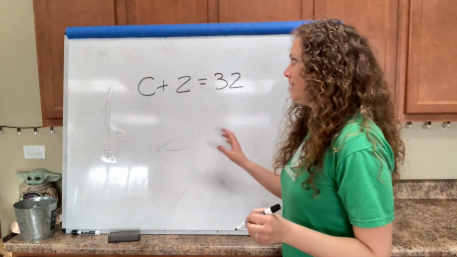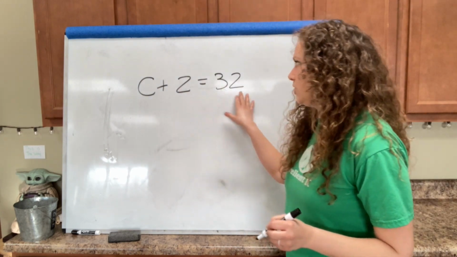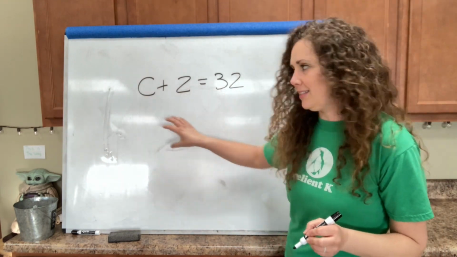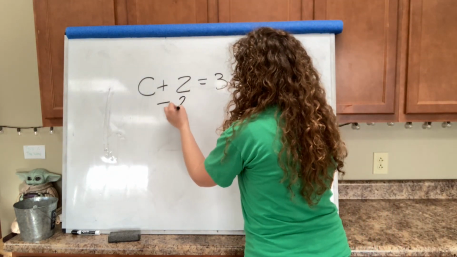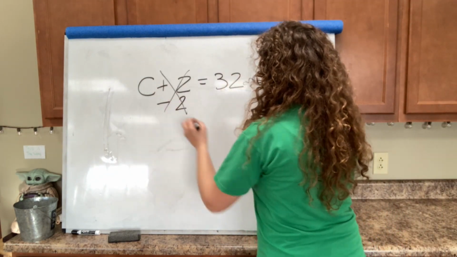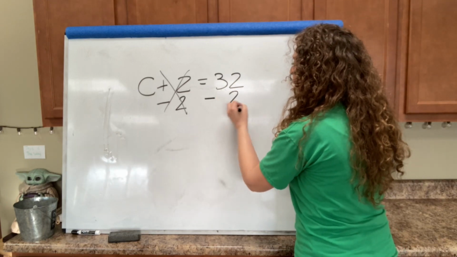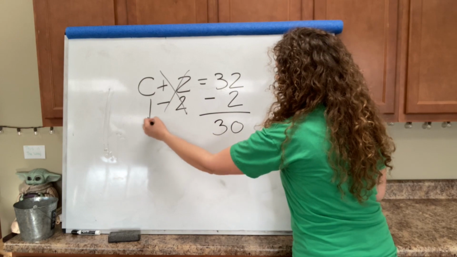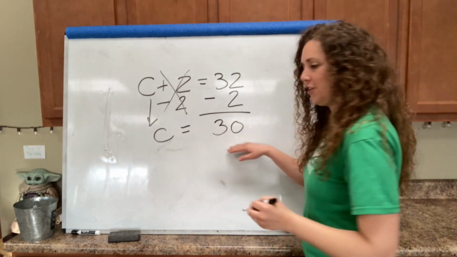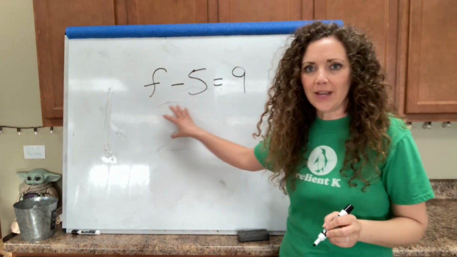Let's start with the one-step equation of c plus 2 equals 32. We want to get c by itself. We're going to use a property of equality to get this by itself. We're going to subtract 2, and that'll cancel that out. But then we also have to do that on the other side, subtract 2. We can bring this down, and c equals 30. Whatever we do to one side, we have to do to the other.